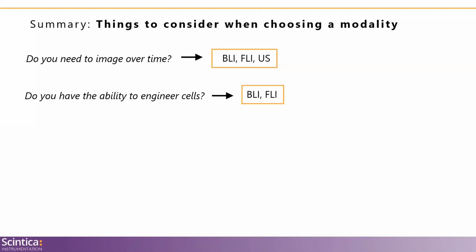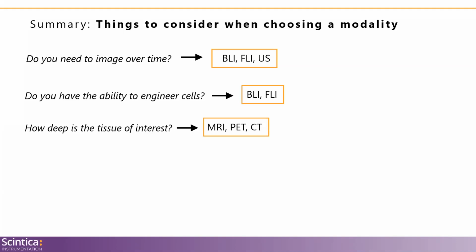So again, this doesn't always have to be a question you ask, but if you are considering something like optical, you might want to make sure that you either have transgenic animals available or you're able to engineer the cells with the gene of interest. How deep is the tissue of interest?